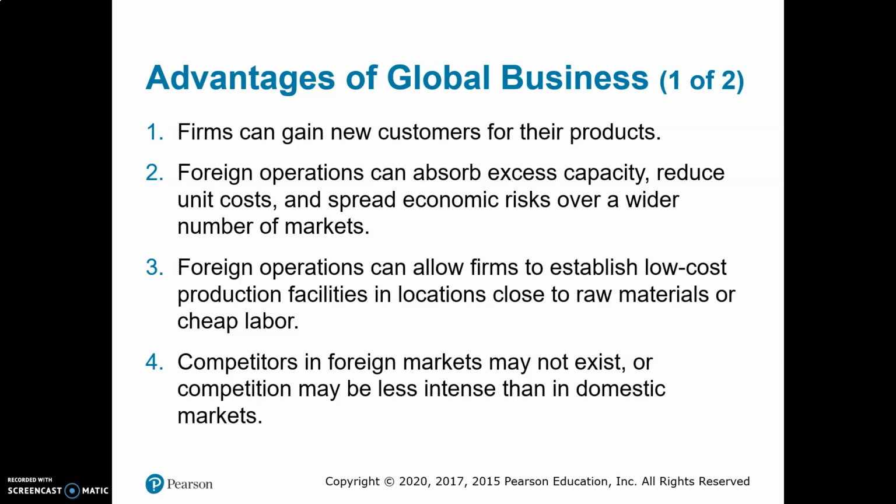It can allow firms to establish low-cost production facilities in locations that are close to raw materials or cheap labor. So for example, if you buy an iPhone, they are usually assembled in China because most of the component parts come from China, so it makes sense. And competitors in foreign markets may not exist, or there might be less competition than in domestic markets.